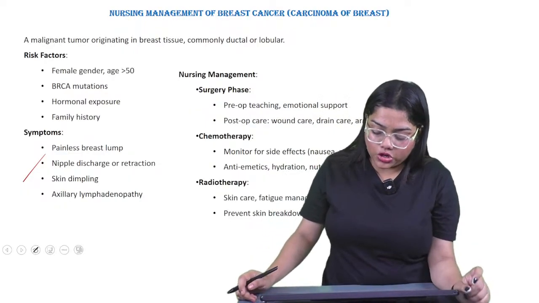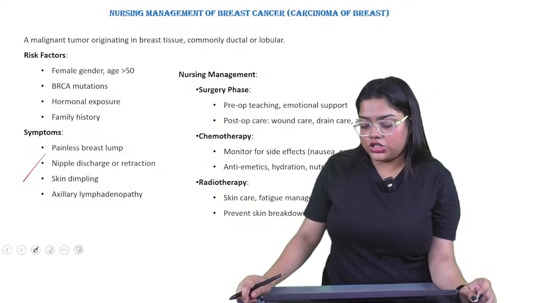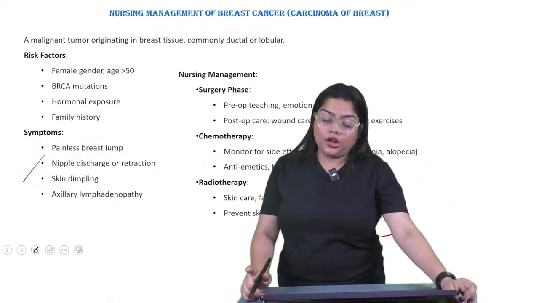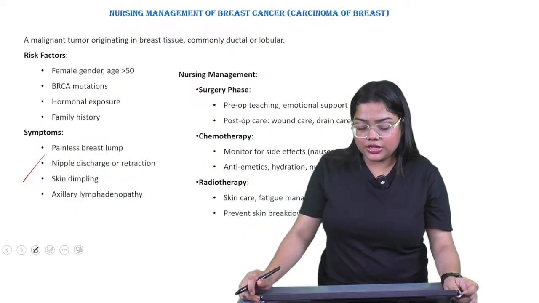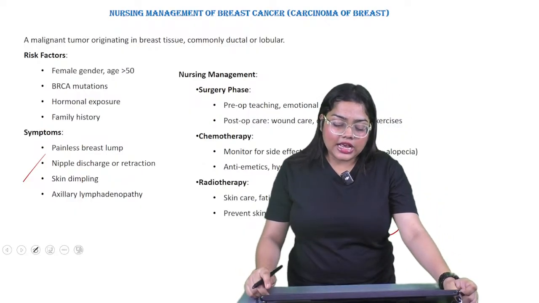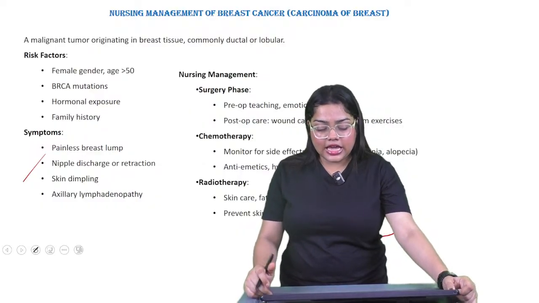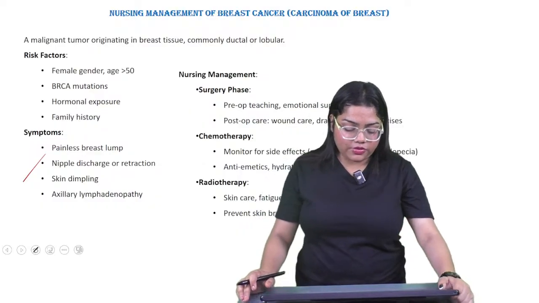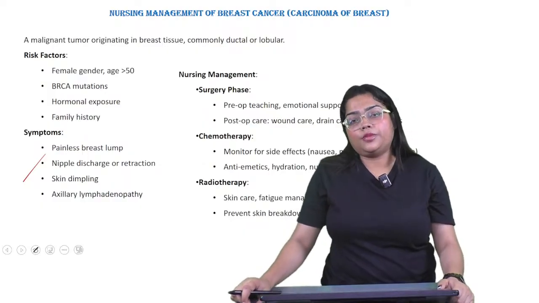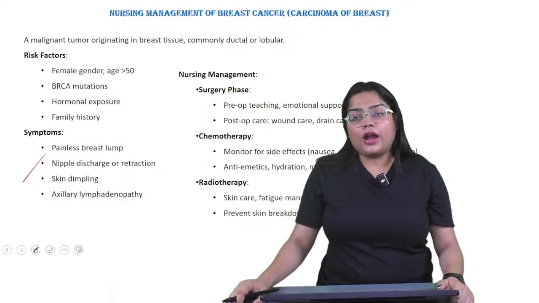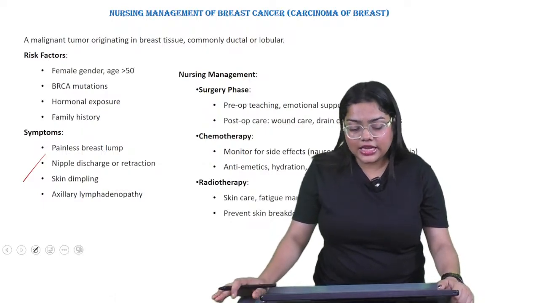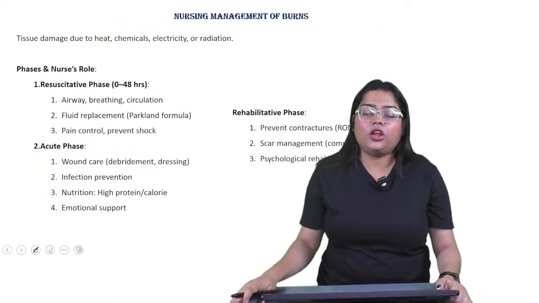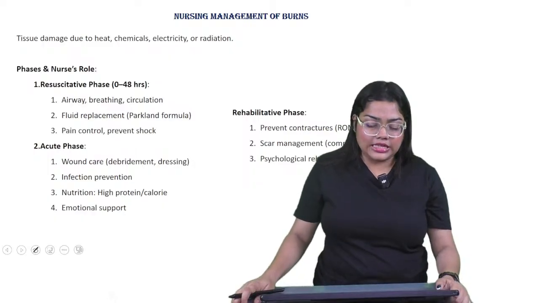Then chemotherapy: monitor for side effects such as nausea, neutropenia and alopecia. Then we can give antiemetics, hydration and nutritional support. Lastly, radiotherapy: skin care, fatigue management, and prevention of skin breakdown, like giving proper hydration and maintaining proper moisturizing of the skin. So these are the nursing management for the patient with breast cancer.